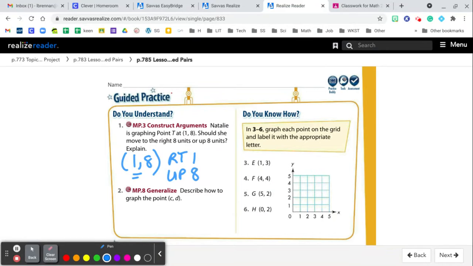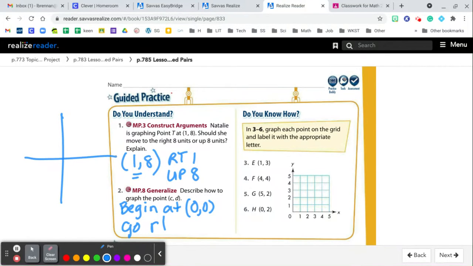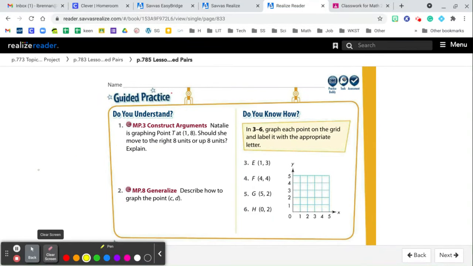Number 2, describe how to graph the point CD. So beginning at origin, go, in this case, it's misleading to say go right, because remember how we're only working in this quadrant right here. There will be a time when you'll be posting in this quadrant, and these will be negative. So sometimes you might be going to the left. I don't like that expression, that way the book writes it.